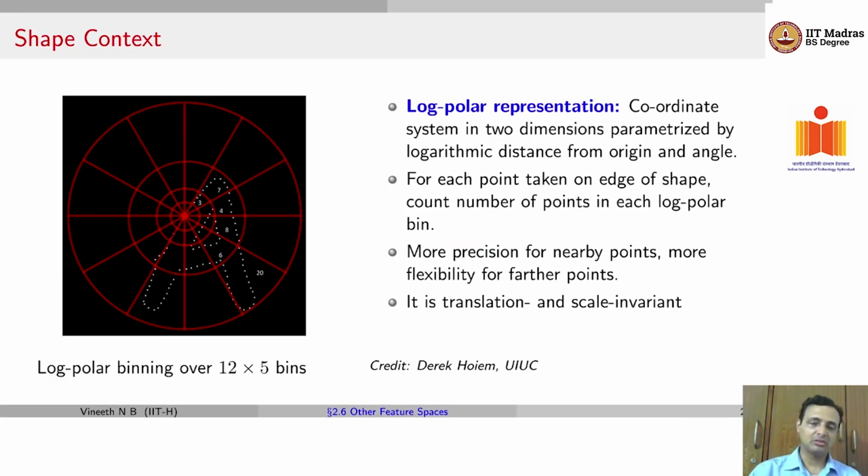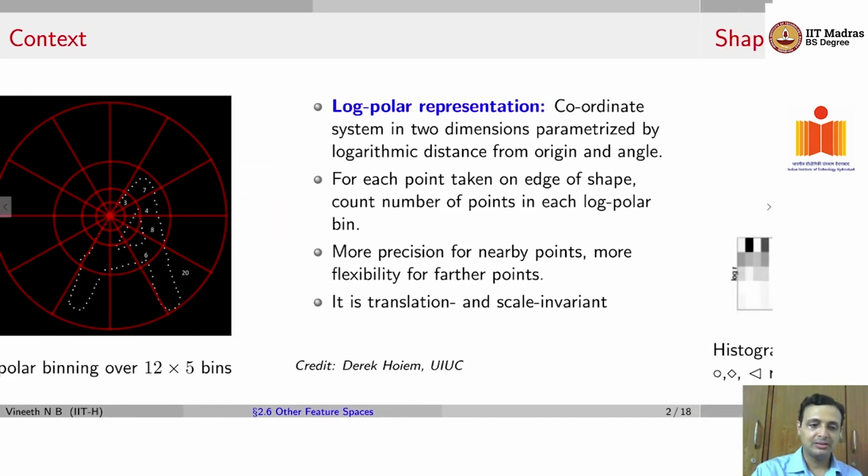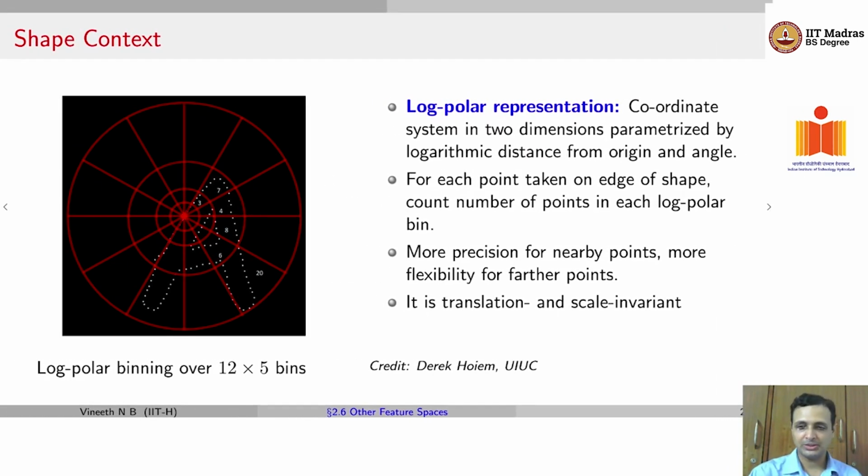One of the other important feature representations that was developed was known as shape context. Shape context was about taking a pixel and getting a log polar representation of the neighborhood around the pixel using this kind of a representation.